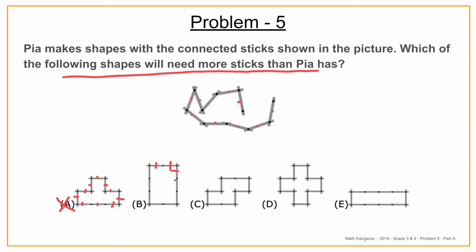Counting the next option, 1 through 10. Don't need this. Counting again, 1 through 10. No, we need more than 10. Counting the next one, 1, 2, 3, 4, 5, 6, 7, 8, 9, 10, 11, 12. This could be our answer. Let's count E. 1 through 10. No. So our answer is option D.